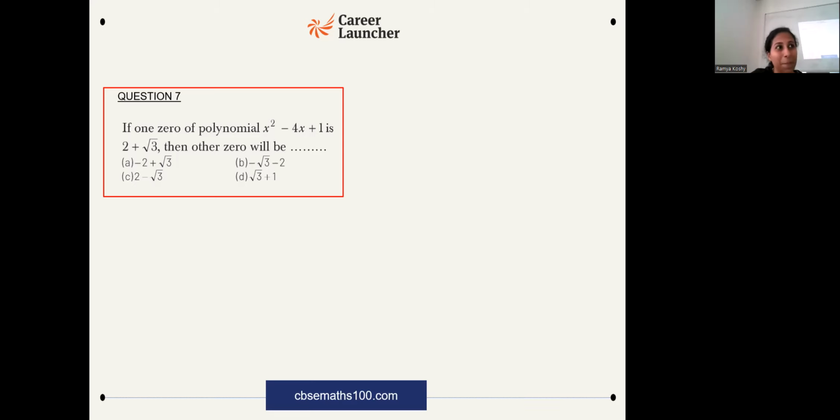All right? It's 2 minus root 3. The irrational number part will become negative. If the irrational number was negative, that will become positive. All right? Okay. We'll go to other chapter questions now.